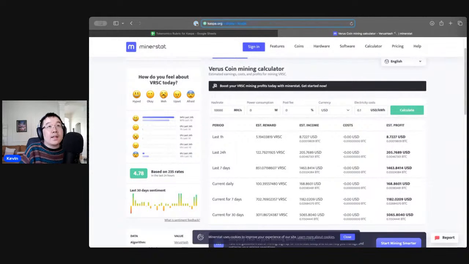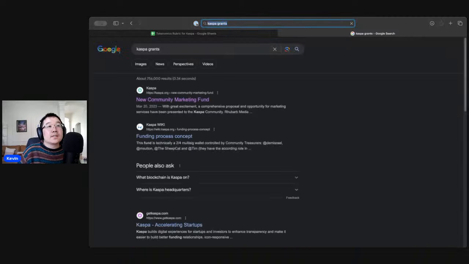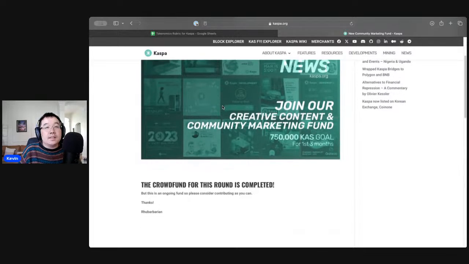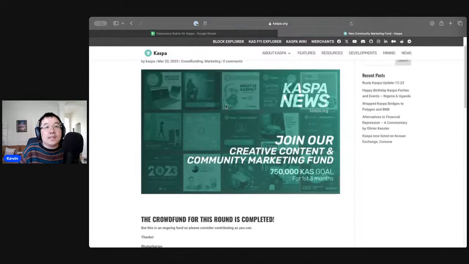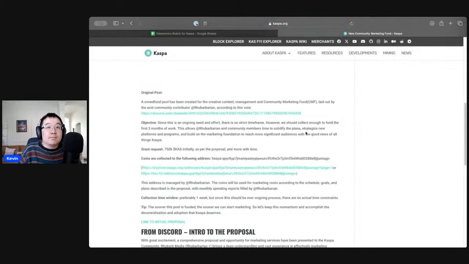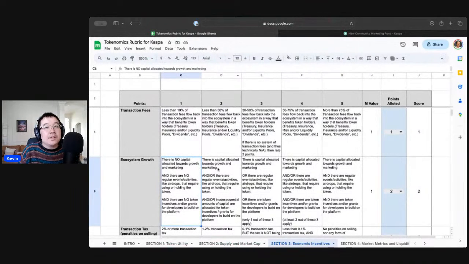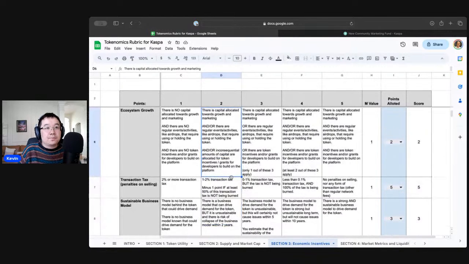And Kaspa grants. There is a community marketing fund. Now, this is like a DAO crowdfund instead of done by the team, but it's still 750,000 KAS towards a creative content and community marketing fund. So I'm not giving it a 1, but there's not Solana-level capital allocated towards growth, marketing, developer grants, etc. So for Kaspa, I'm giving this particular thing a 2.